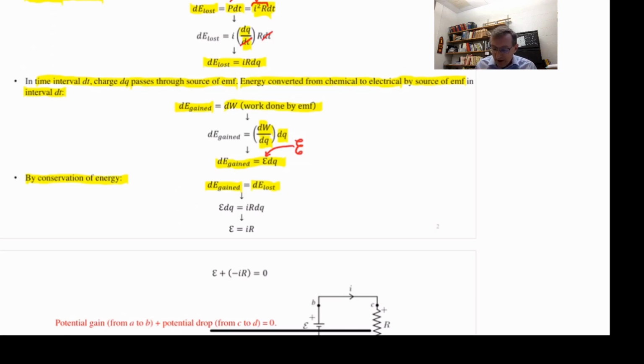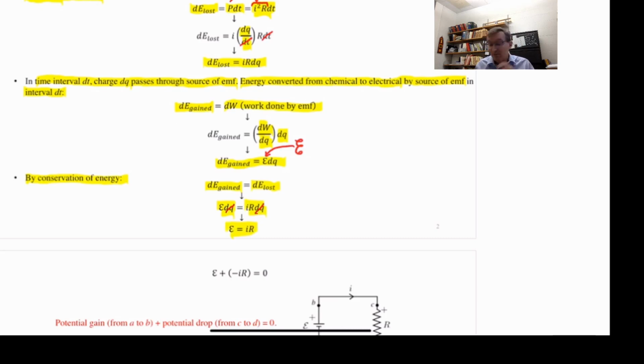So, how much energy was gained in the time interval dt when the small amount of charge dq moved through the EMF and through the resistor? Curly E dq, EMF, not electric field, EMF times dq is the gain, and I times R dq is the loss. You can cancel out the dq's on both sides, and you get this really nice little formula.